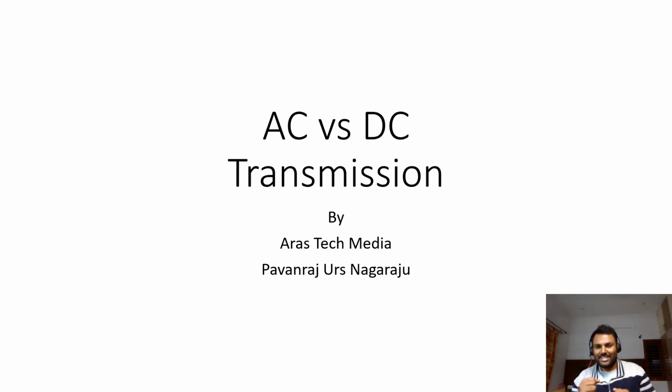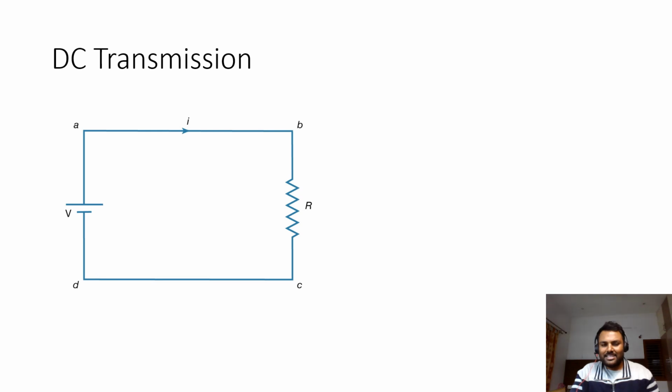So welcome. We'll start the topic. DC transmission. First thing, DC transmission. With one simple circuit, I'm going to explain. You can see here the voltage we are feeding and wires connected to the resistor. Now, this is the circuit that we have connected, but within that circuit, some more resistance is also present.